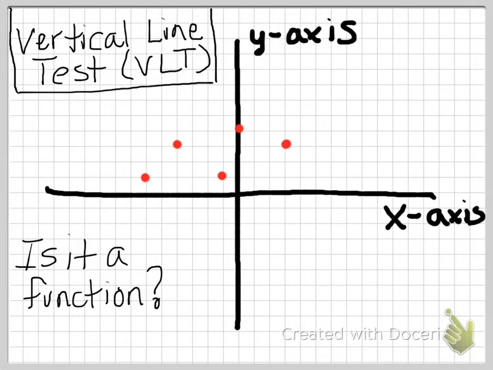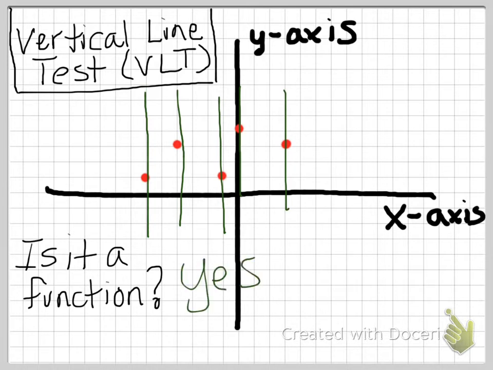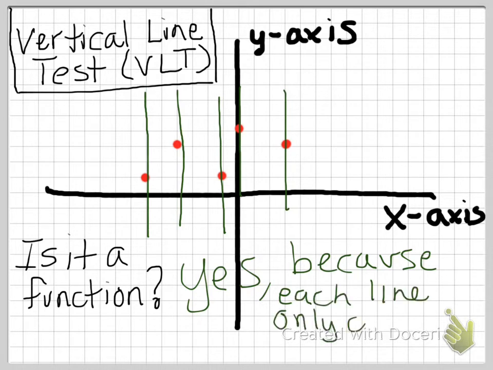Okay. Last way to tell whether a relationship is a function is by the vertical line test. Okay, vertical line test is basically just drawing a vertical line through several different points on the graph to see if it crosses more than one point. So if we look at our vertical lines, we have one that's going to go through a point here, one through this point, one through this point, and this point. So each vertical line only crosses one point. So yes, this is a function.